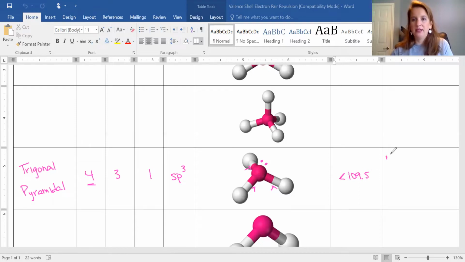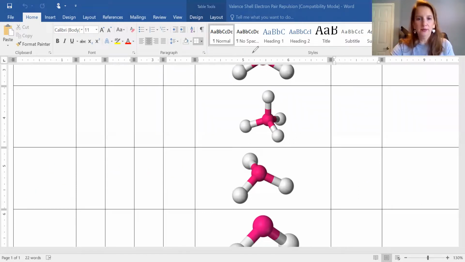And ammonia is a classic example of this one because you have nitrogen in the center, you have your 3 hydrogens bonded to it, and you have the lone pair of electrons here that push those 3 bonded pairs down.